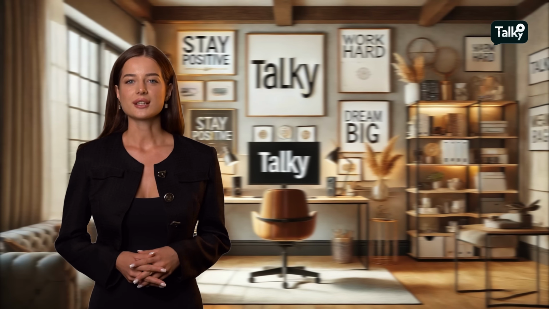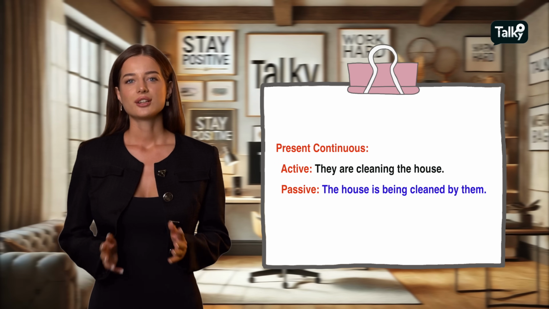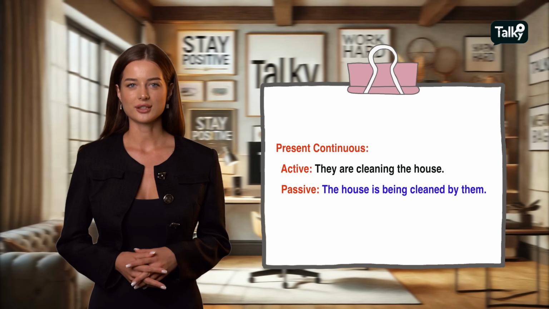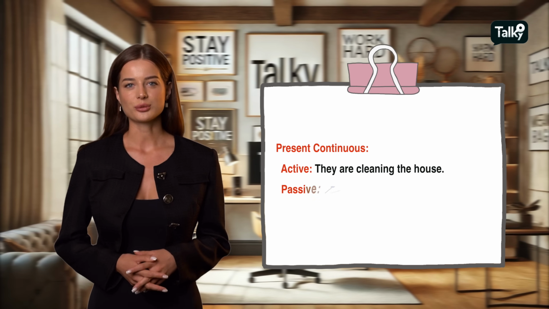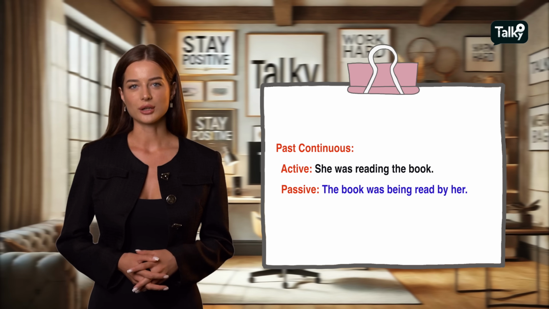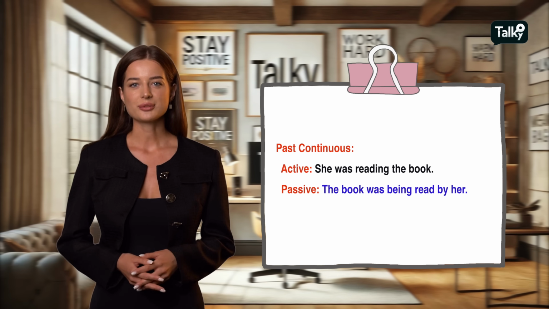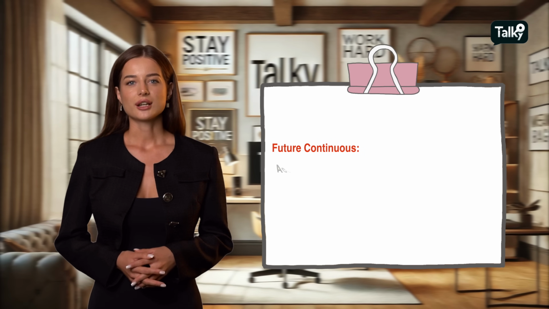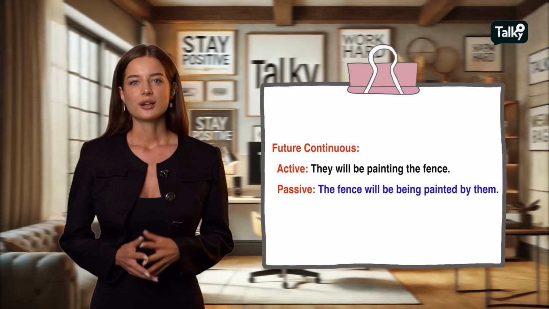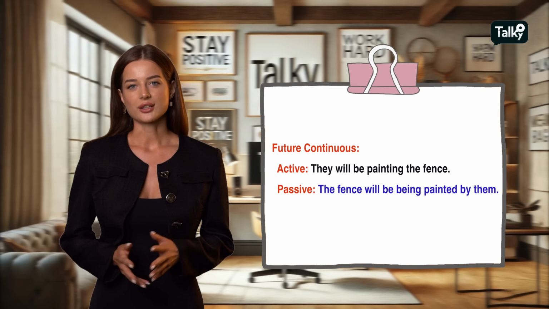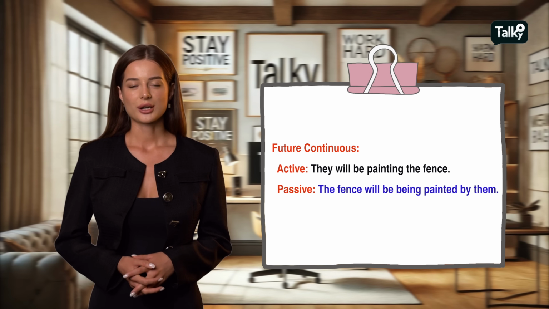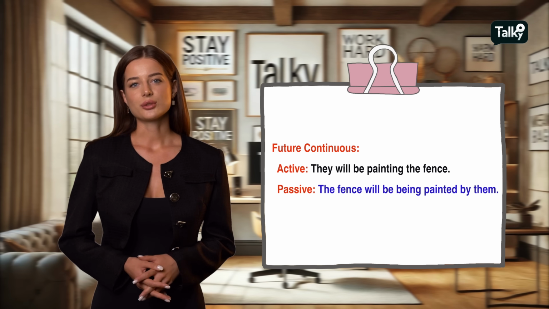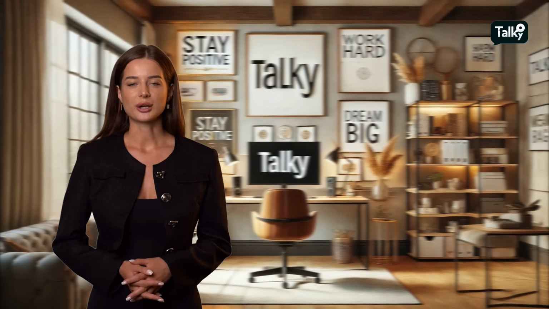Next, let's move on to the continuous tenses. Present continuous, active. They are cleaning the house. Passive. The house is being cleaned by them. Past continuous, active. She was reading the book. Passive. The book was being read by her. Future continuous, active. They will be painting the fence. Passive. The fence will be being painted by them. It's important to note that while the future continuous is grammatically possible, it's rarely used in passive form.